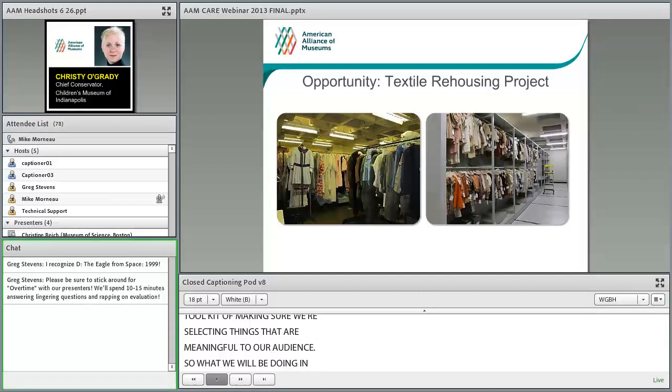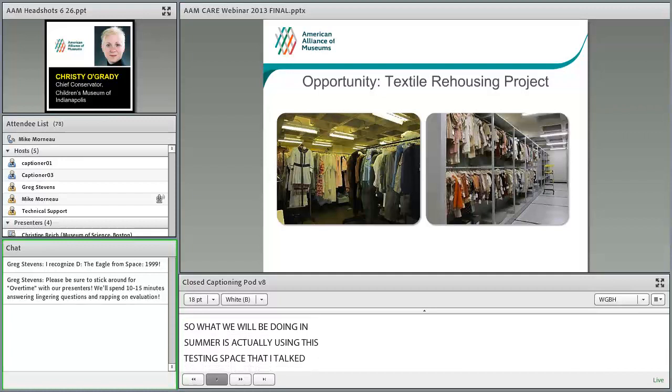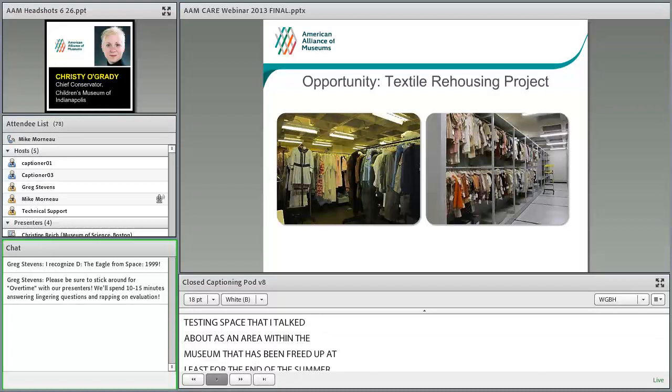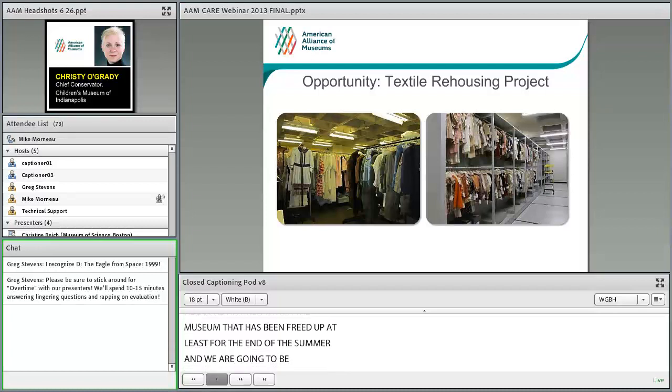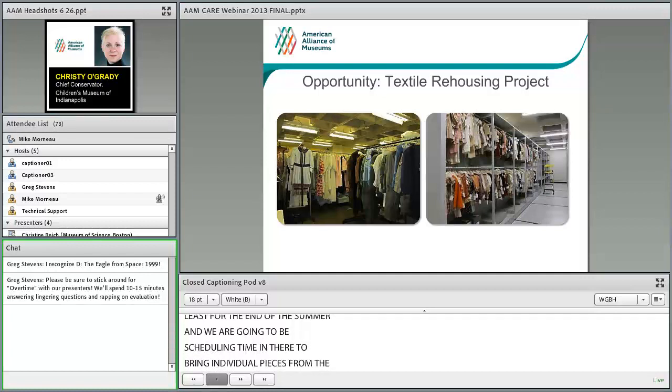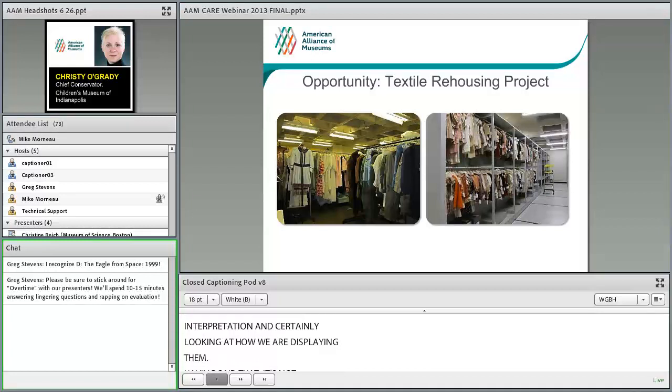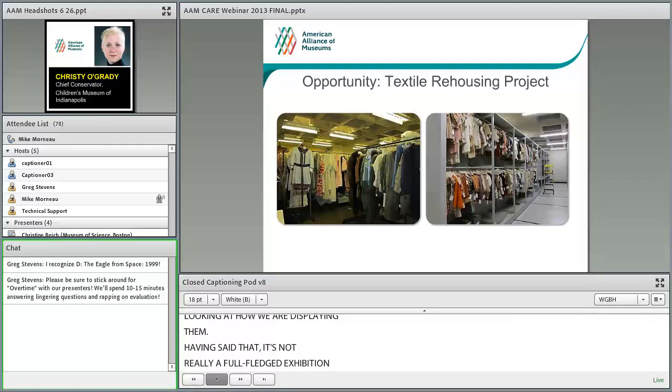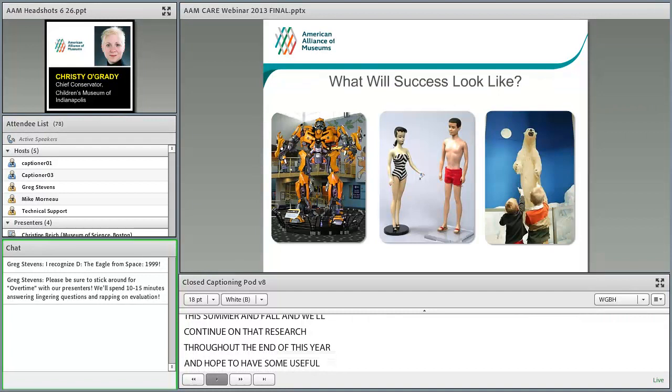So what we will be doing this summer is using this testing space that I talked about. It's an area within the museum that has been freed up at least through the end of the summer, and we are going to be scheduling time in there to bring individual pieces from the textile collection with some interpretation, and looking at how we are displaying them. Having said that, it's not a full-fledged exhibition, so we're not evaluating an exhibition. We're trying to get more particular information about individual artifacts and how visitors respond to them. We're hoping this will begin this summer and fall, and we'll continue the research through the end of this year, and hope to have some useful data by mid-2014.